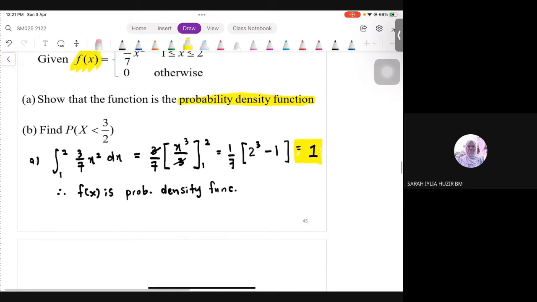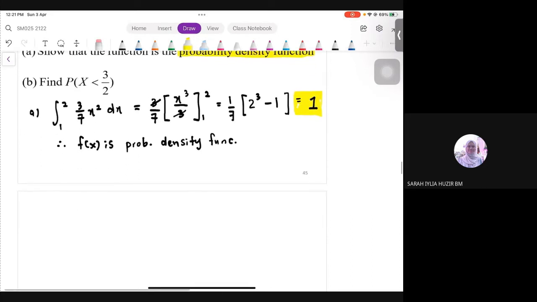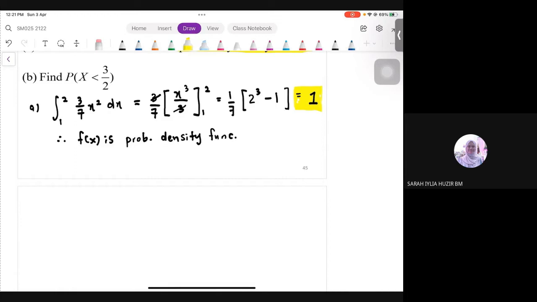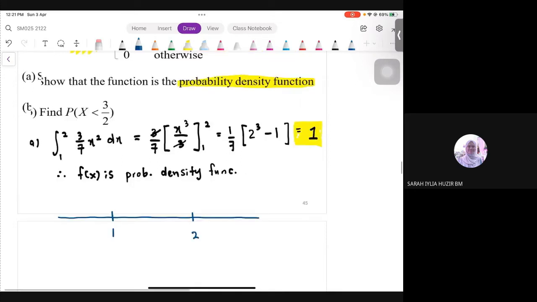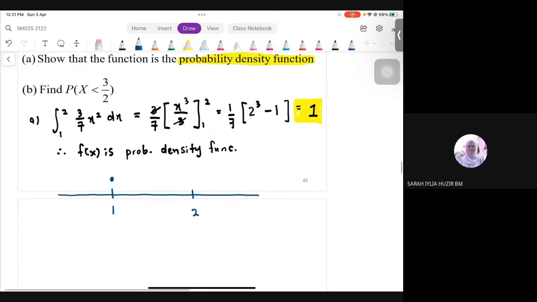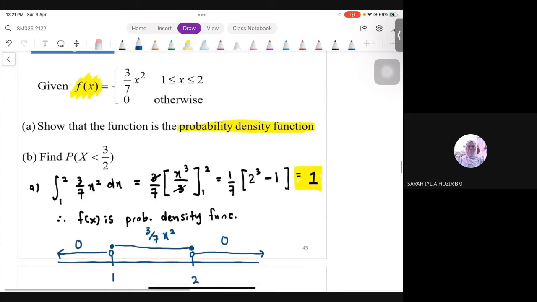Okay, now kita pergi part B. We have to find the probability when X is less than 3 over 2. Okay, so in order to find probability, remember just now it's basically the area. So for area, make sure you integrate based on the range. And in our questions, we only have one function from 1 up to 2, and our function is 3 over 7 x squared here. Means when it's less than 1, our function is 0. When it's greater than 2, our function is still 0. Because stated in the question, it's 0 otherwise. Maksudnya tempat lain semua kosong. Sebab tu saya tahu function dia kosong.